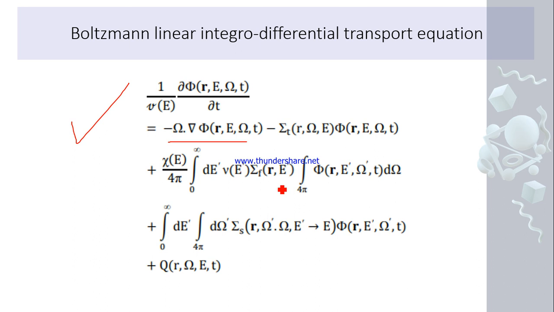The second term is the removal of neutron from phase space due to interaction. The third term is the gain of neutron in the phase space due to total fission in the medium. The fourth term represents the gain of neutron in the phase space due to interaction from other energies and solid angles. And this is the external source.